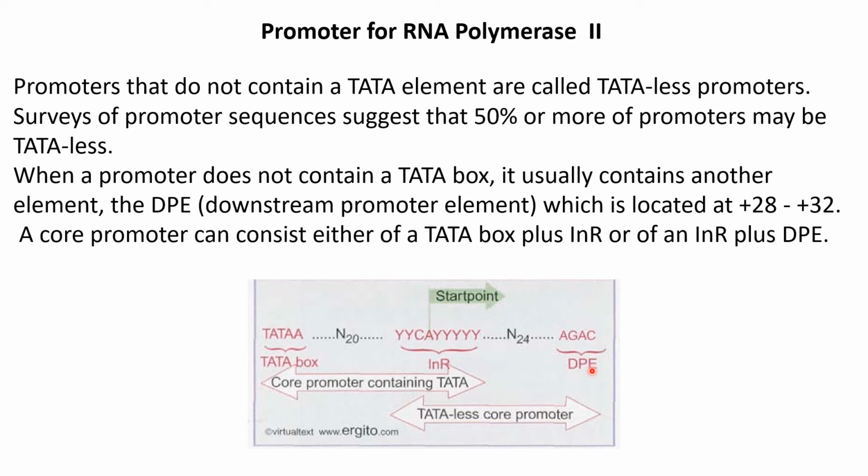A core promoter can consist of either the Tata box plus initiator, this is one type of promoter, or initiator and the DPE, that is the downstream promoter element.